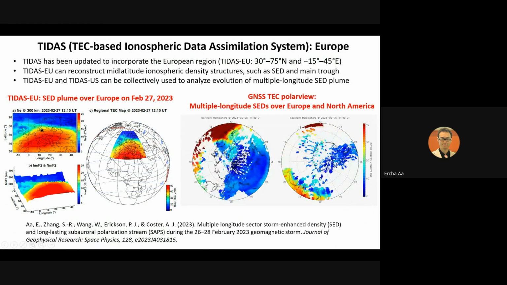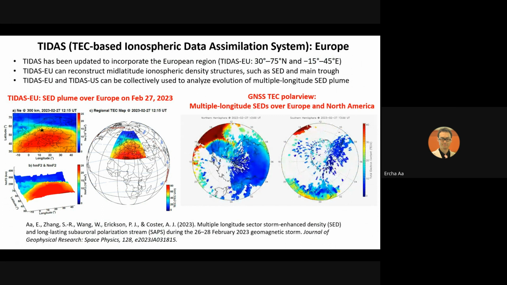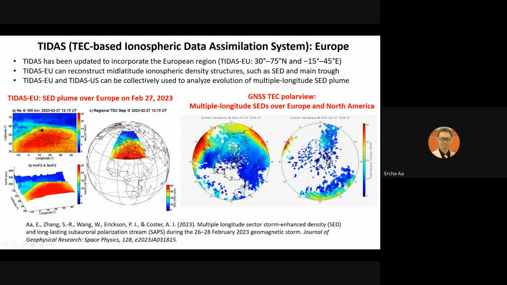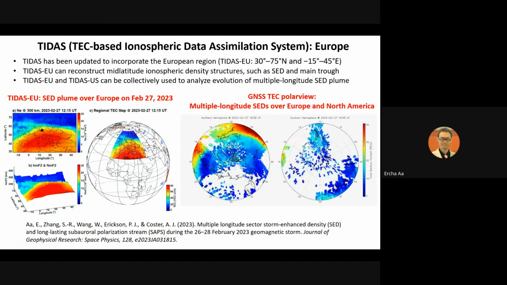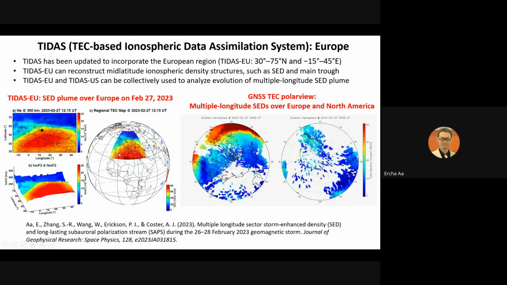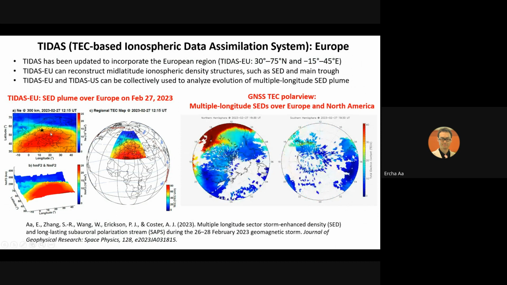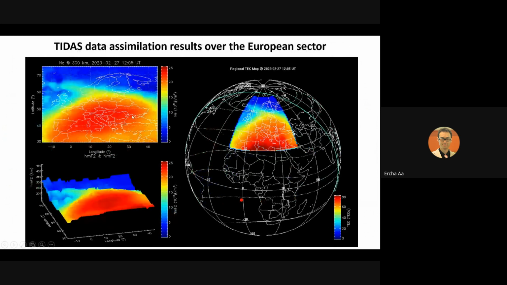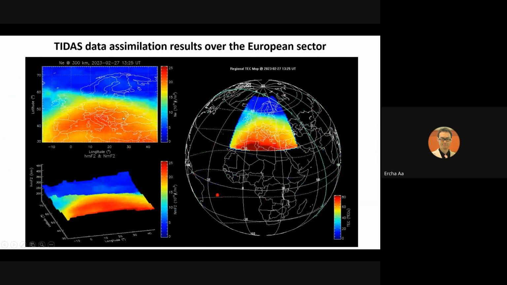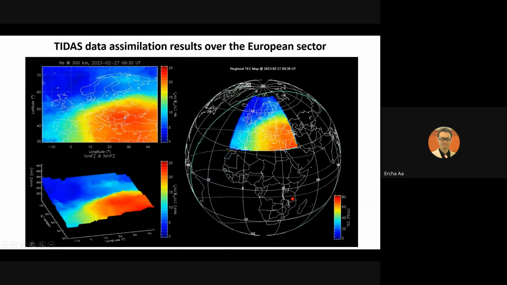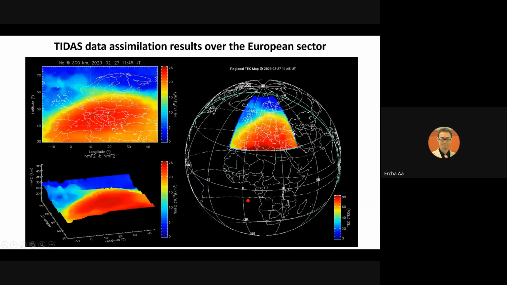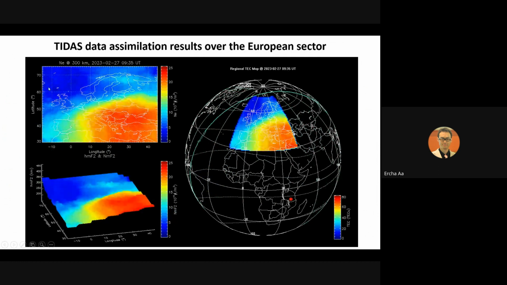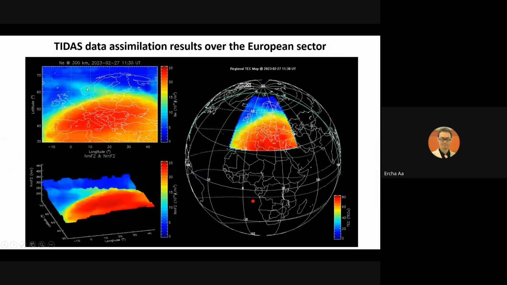So what I'm going to say is that we saw the SED is a multiple longitude feature. It also occurred over the European sector. So this TIDAS European version can help us address the three-dimensional SED structures over there. Here I also show an animation. We can see the dynamic variation of the SED. It extended all the way from mainland Europe, across Scandinavia, across the British Isles, all the way to the Iceland region. So that's dynamic variation.